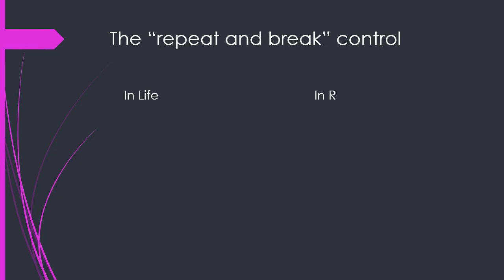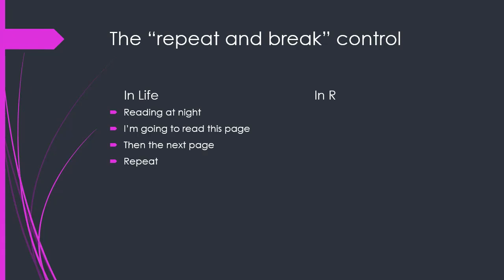The next control structure is the repeat and break control. In life, we're reading at night. I'm going to read this page, then the next page, then I'm going to repeat, read the next page, and I'm going to break when it's time to go to sleep.